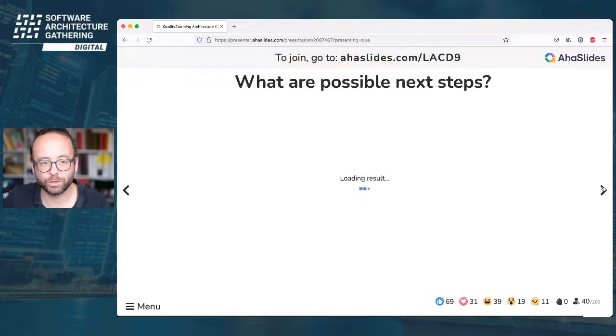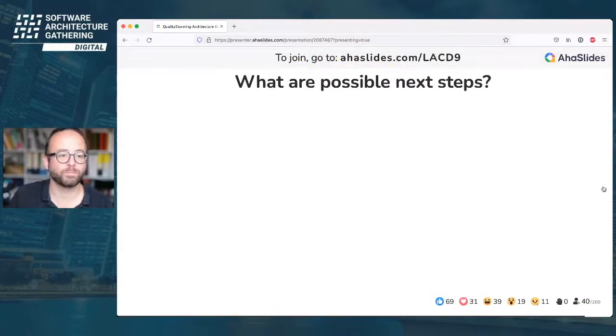So I have one last question for you. What would be possible next steps after the workshop? What can be an outlook? What can we do with that?